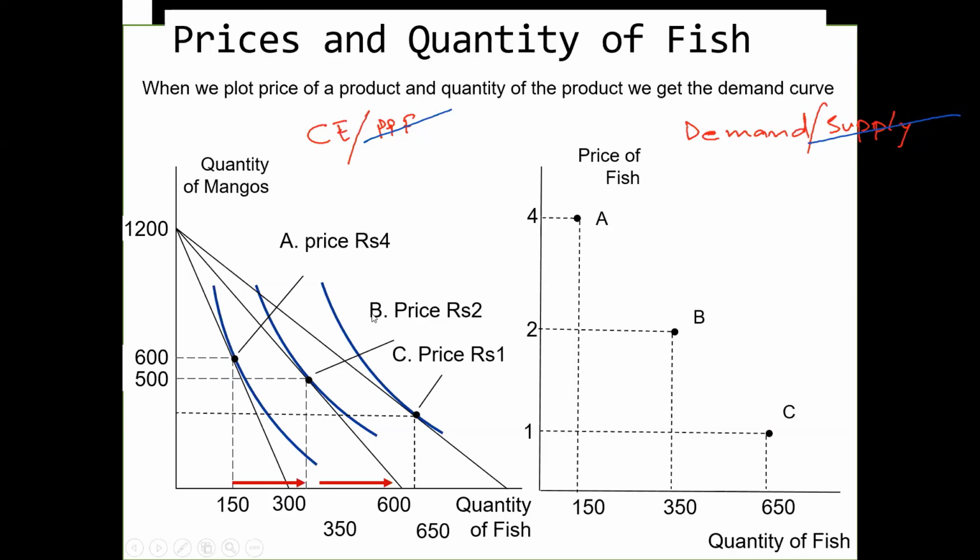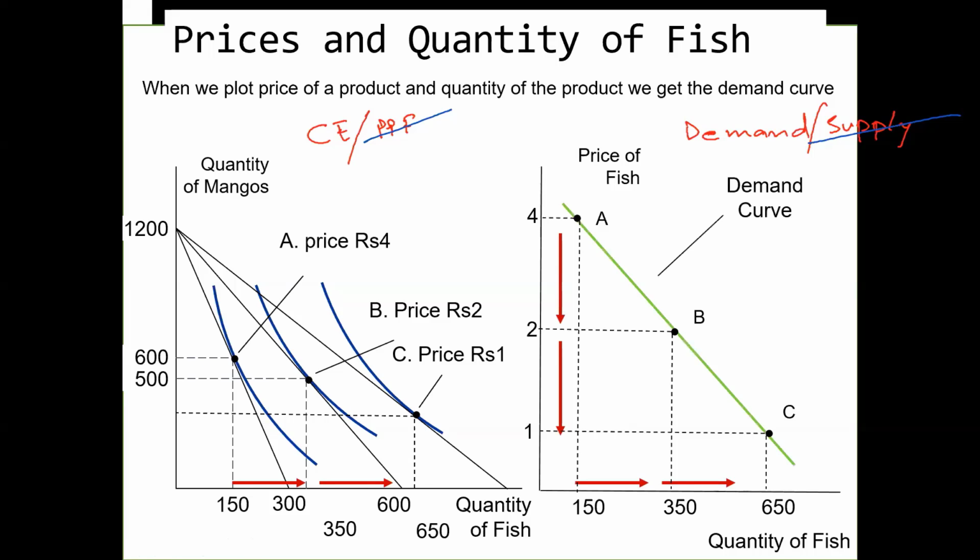So it means that a decrease in price is leading to an increase in demand for fish. And if we join the decrease and increase, it's a negative slope. Then it is an example of a demand curve. So what do we learn from here? That when the price is decreasing, the budget line is rotating outward and it is increasing the demand.